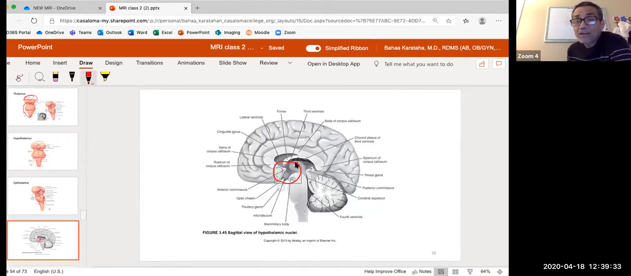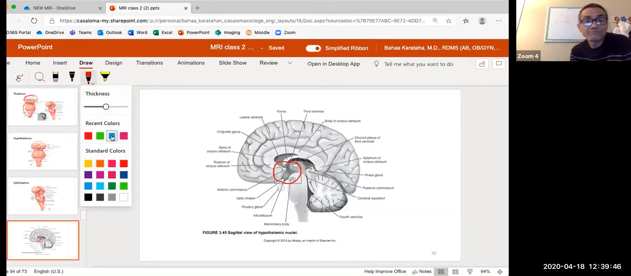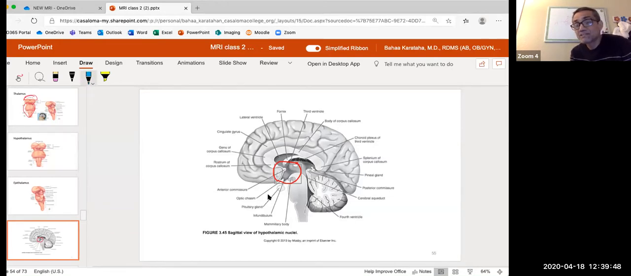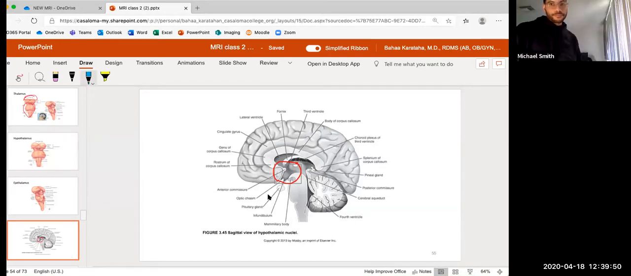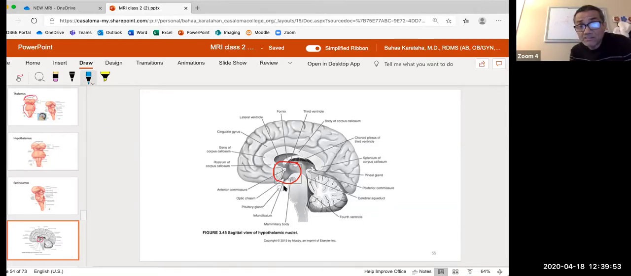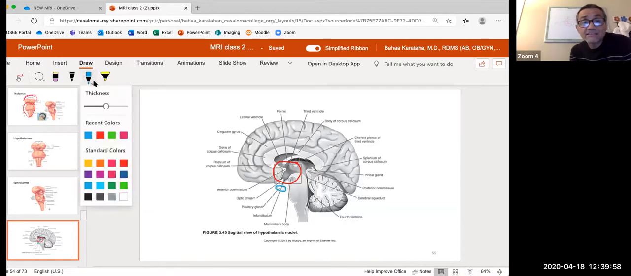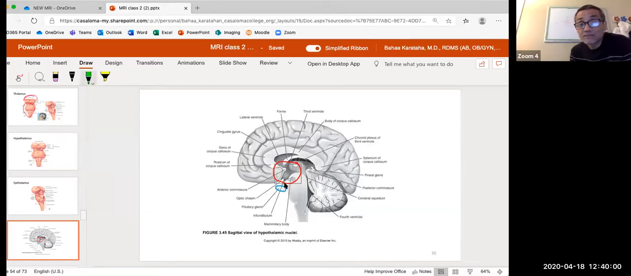Since I said the hypothalamus is regulating the endocrine part, which gland of your body is the master of the endocrine? The master of the endocrine is the pituitary gland. So if you look, this is your pituitary gland. And your pituitary gland is connected directly to what? To the hypothalamus by this, we call it the infundibulum or the stalk.